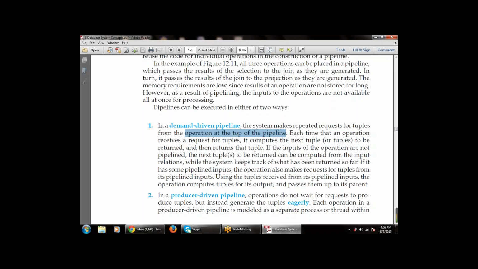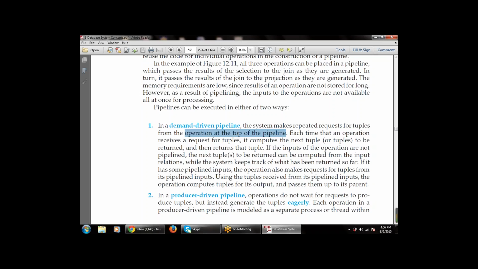If the inputs of the operations are not pipelined, then the next tuple to be returned can be computed from the input relation. That is, if there is no pipeline for the next operation, then whatever tuple is returned is computed from the input relations.